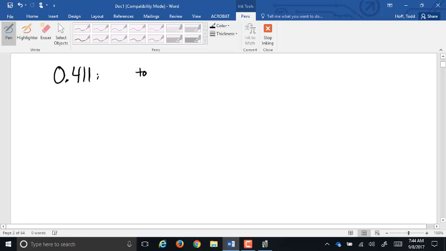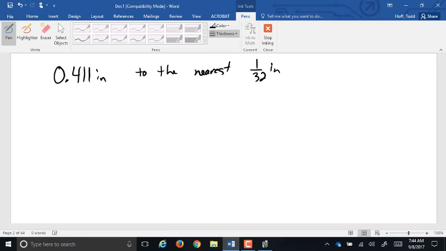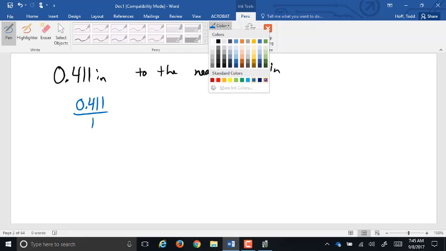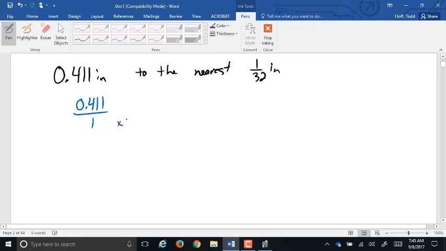0.411 inches to the nearest 32nd of an inch. Again, tell me what to do. 0.411 over 1. Now, since we're going to the 32nd, we're going to multiply by 32 on top and bottom, which gives us 13 point what? Say that again. 152. Yeah, there we go.